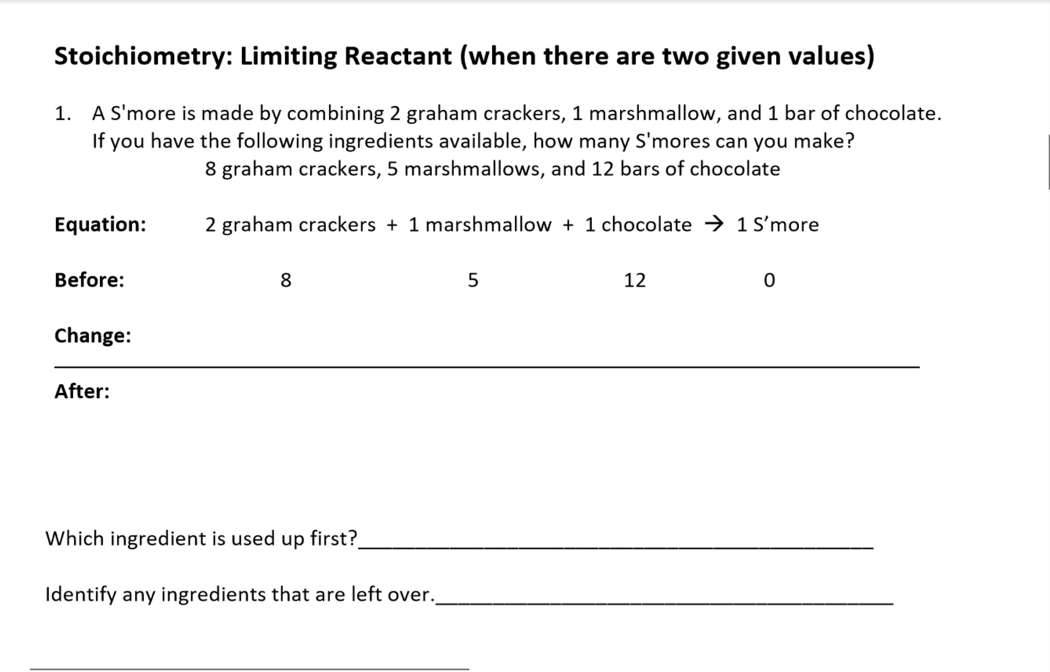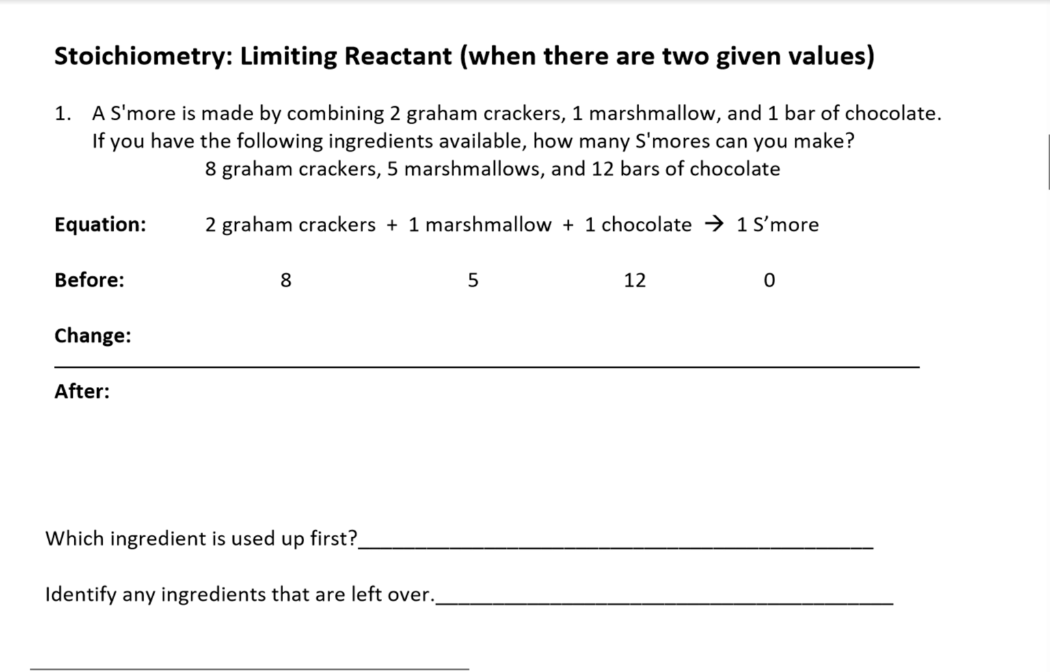You can think of a balanced equation like a recipe. It tells you in what proportions or what ratios you have to combine your ingredients, aka your reactants, in order to produce a certain quantity of product. So we're going to use s'mores as an analogy to begin with.